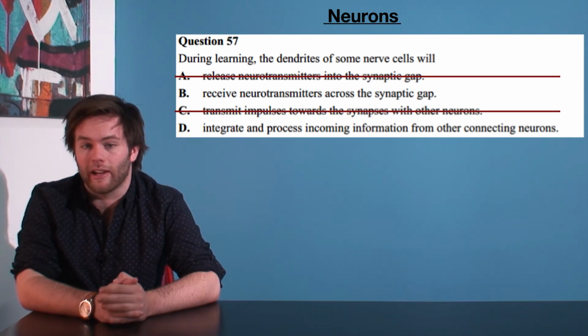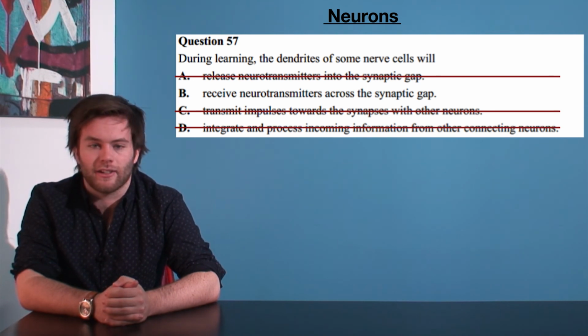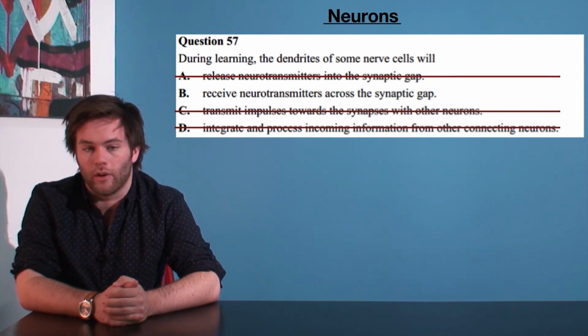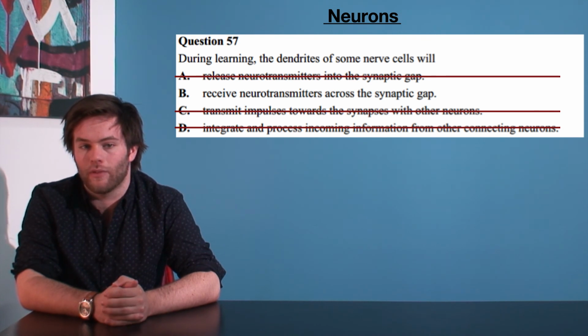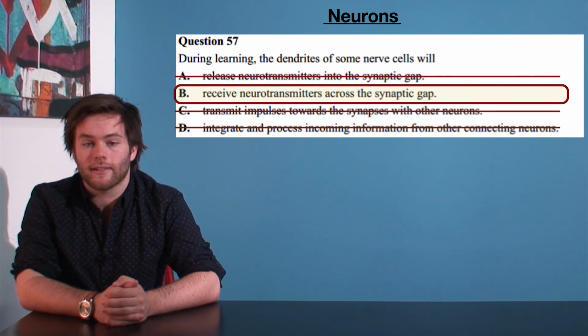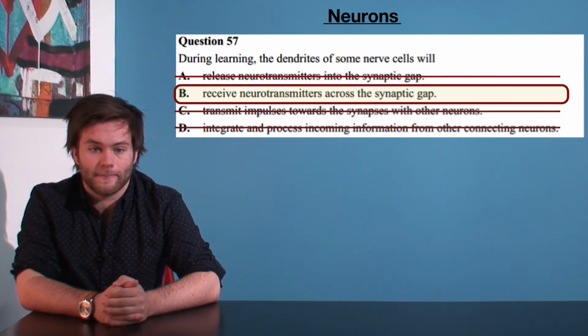Option D may look like the more correct response because it is more detailed, but that detail is actually its downfall. An individual neuron simply does not have the capacity for higher order functioning, such as integration and processing. Thus, the correct response is option B.